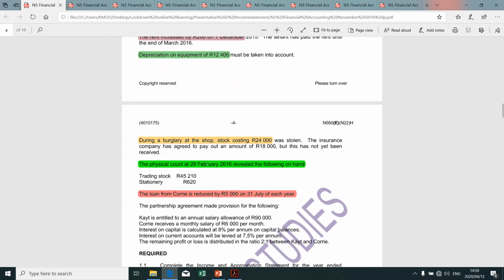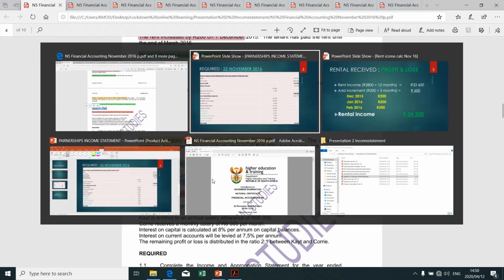Let's quickly go to the adjustment relating to stationery on hand. The wording in green relates to various types of stock. However, we want to focus on stationery. So we're specifically told that on the 29th of February 2016 at year end, we had stationery of 620 on hand. Let's go to the calculations.